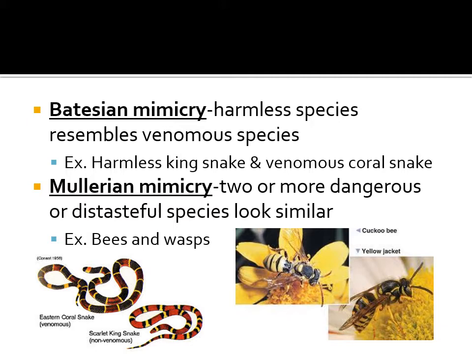So being able to mimic other things that are dangerous helps to make the entire species more intimidating, ensuring that things aren't going to try to eat these types of insects, because they know if they try to eat them, they're going to end up getting stung.